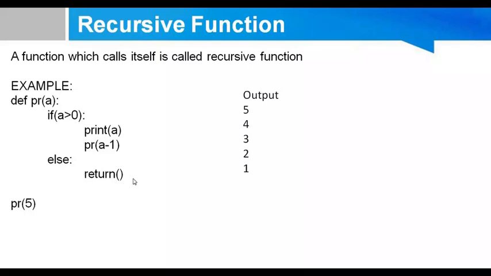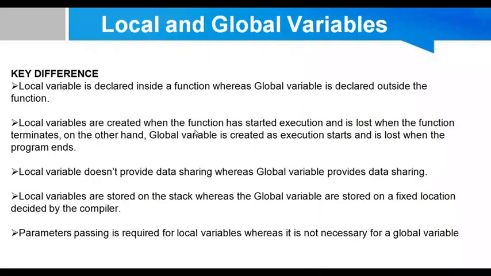I'll explain some differences here. A local variable is declared inside a function, whereas a global variable is declared outside the function. That means a local variable is only accessible within the function, whereas a global variable can be accessed outside the function, or everywhere in the program. So here are some differences. Let's understand these two concepts, local and global, by an example.